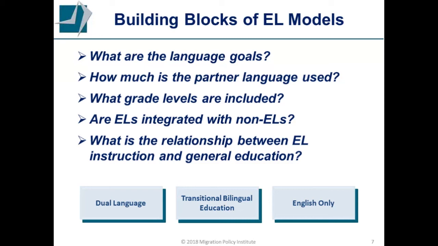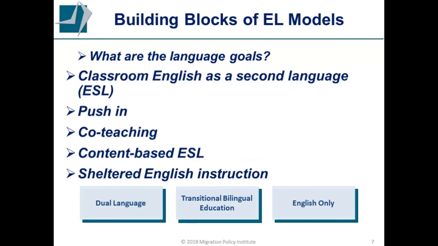In elementary school, students in dual language and transitional bilingual programs are usually in that program all day, but in secondary school, students often spend part of their day in general education classes. There's a lot more to say about the dual language and transitional bilingual models, but I want to focus today a little bit more on the English-only programs.